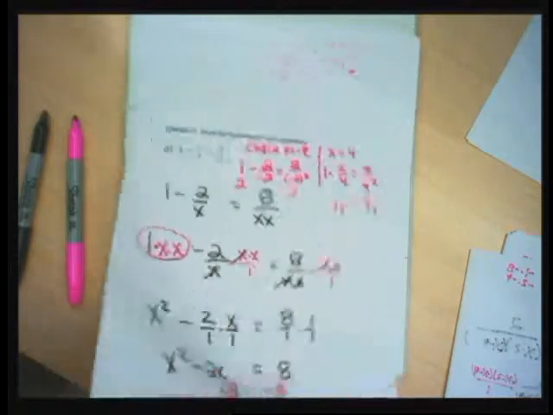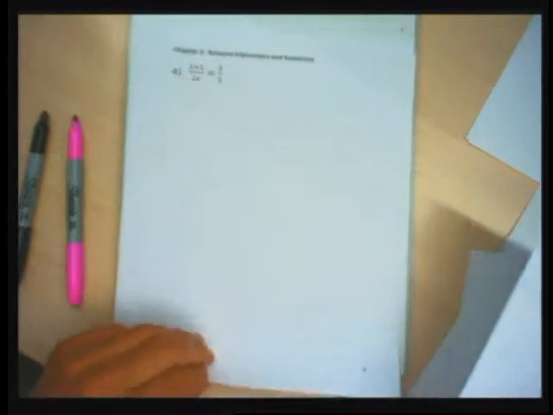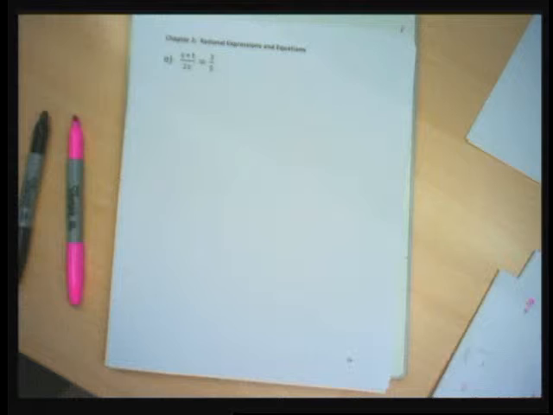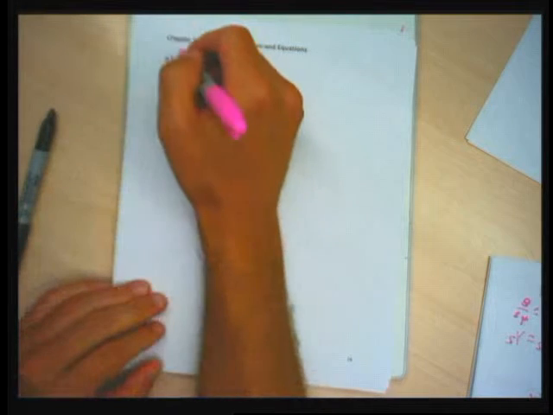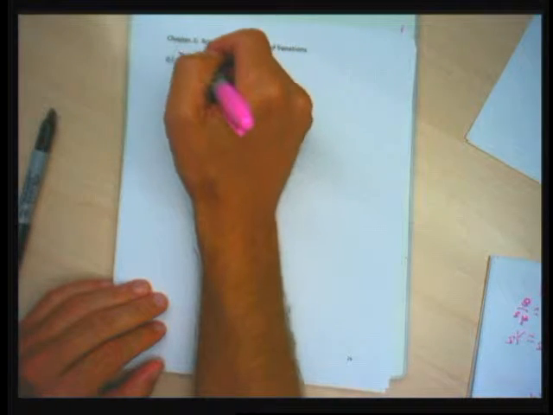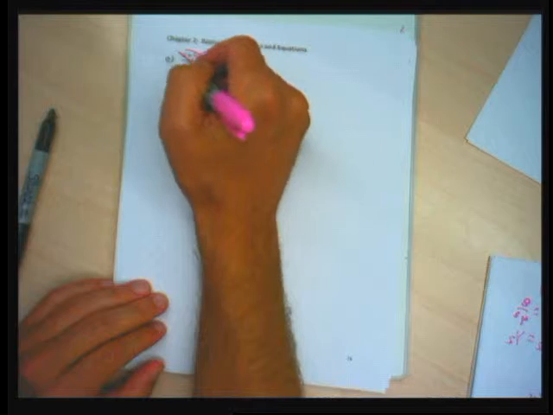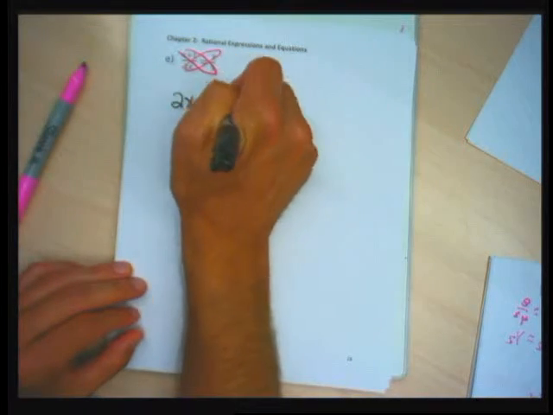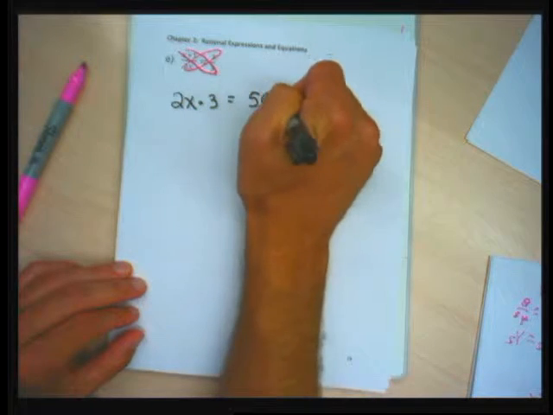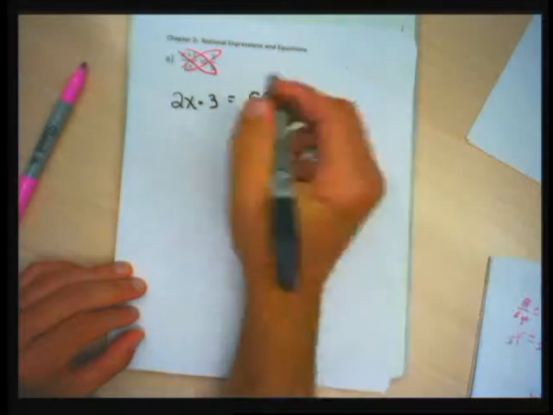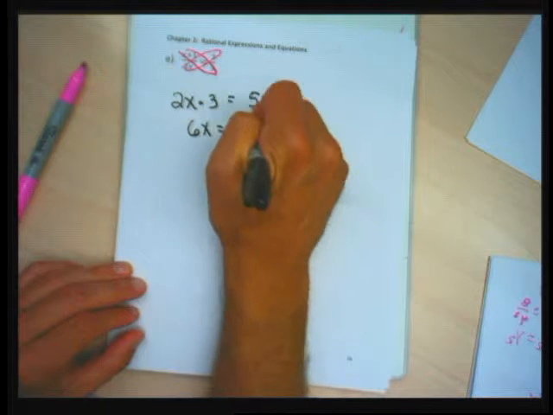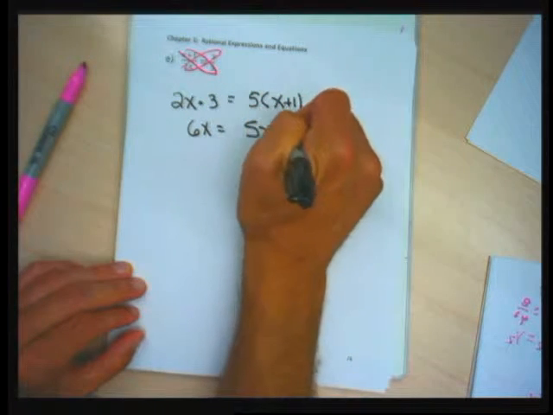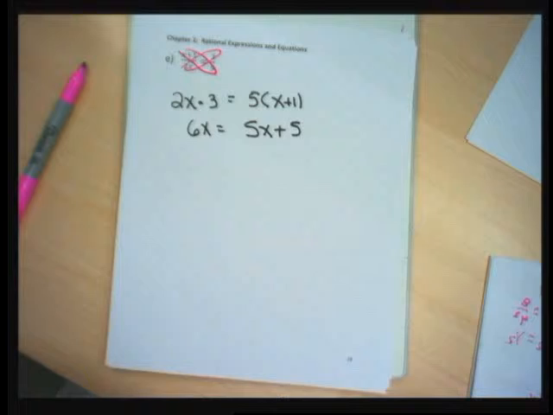Finally, a nice couple of friendly problems. The last two parts here I can solve by cross multiplying because they're one fraction equal to another fraction. So I'm going to cross multiply down and up. I'm going to get 2x times 3 equals 5 times x plus 1, which gives me 6x equals 5x plus 5. There's no square, so I don't have to factor.